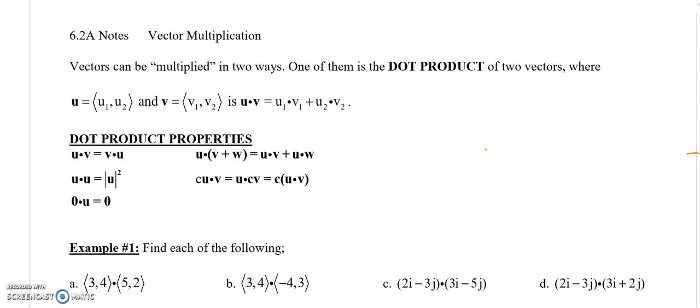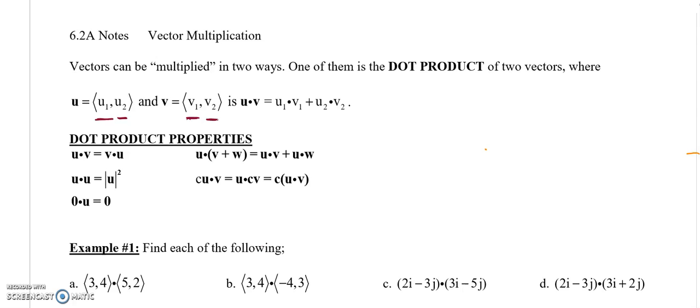So here we go. We can multiply vectors in two ways, and one of them is the dot product. If we look below, we see the vector u, with u sub 1 and u sub 2, and then vector v, with v sub 1 and v sub 2. If we take u and multiply it by v, we take u sub 1 times v sub 1 plus u sub 2 times v sub 2.